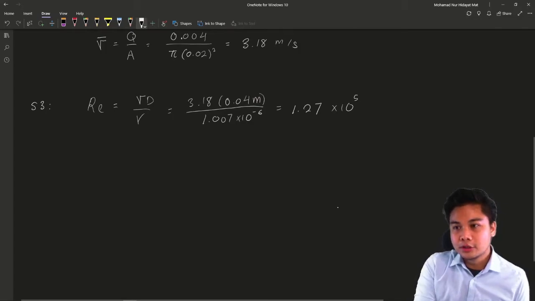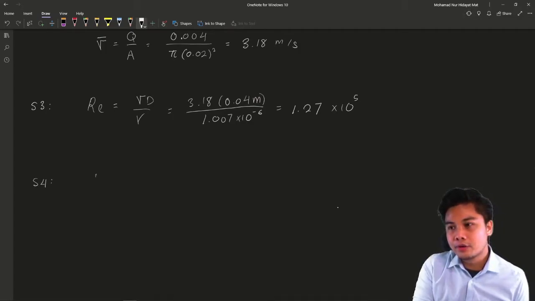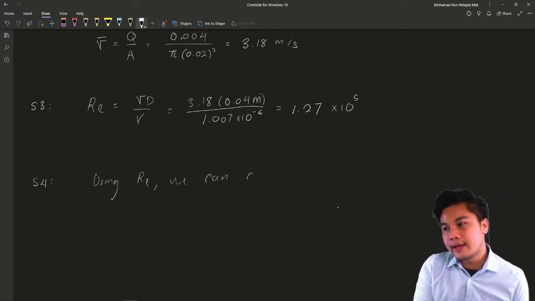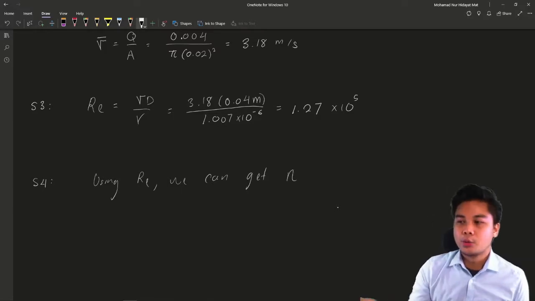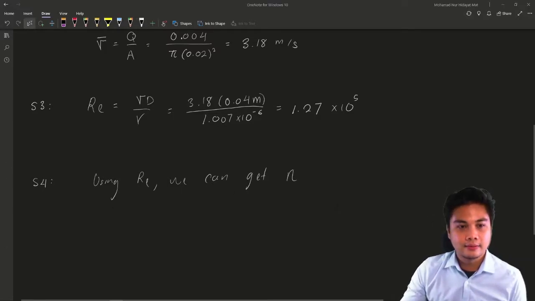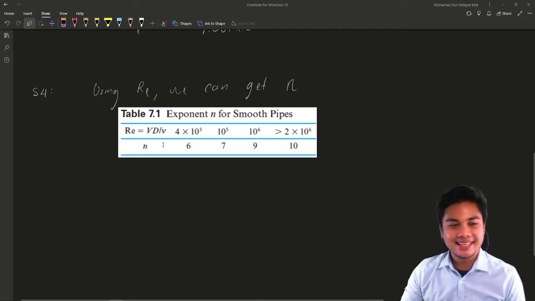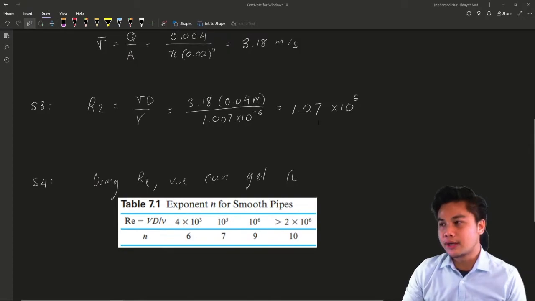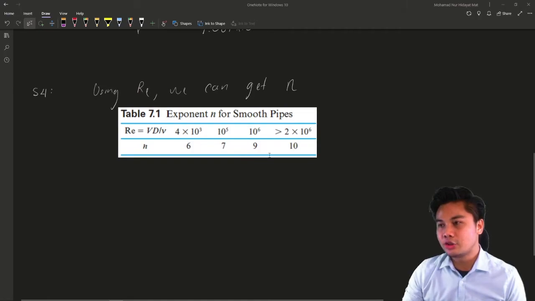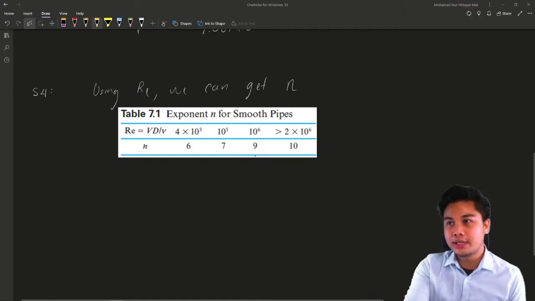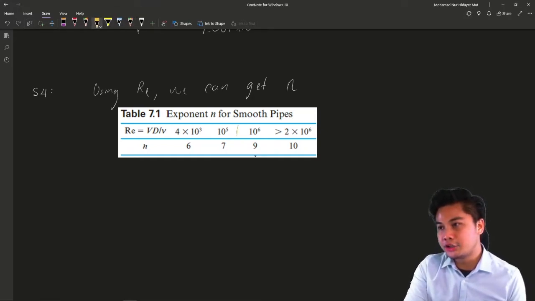From the Reynolds number, as I mentioned before, we can get the power law n from table 7.1 in the textbook. Step number 4: using the Reynolds number, we get the value of n. You can see table 7.1, the correlation of Reynolds number with power law n. Our Reynolds number of 1.27 times 10 to the power of 5 is not in the table, so we have to do the interpolation method. I believe it is in between this range.